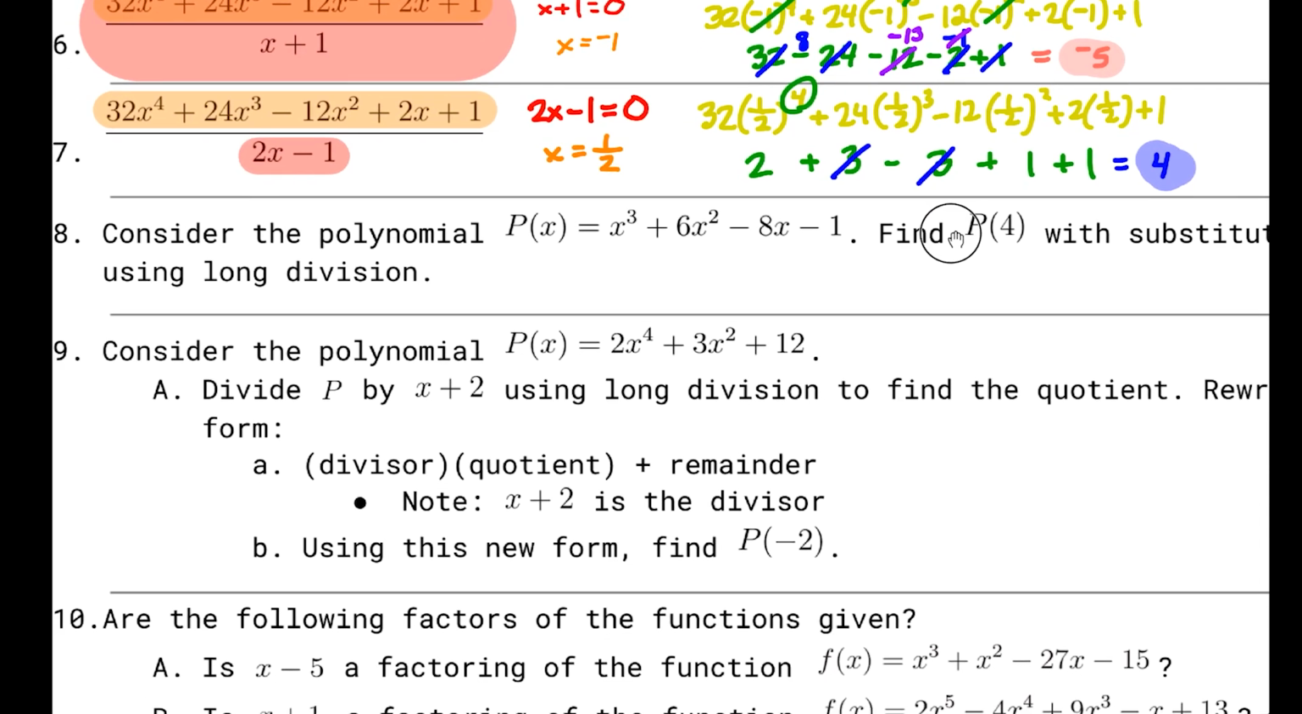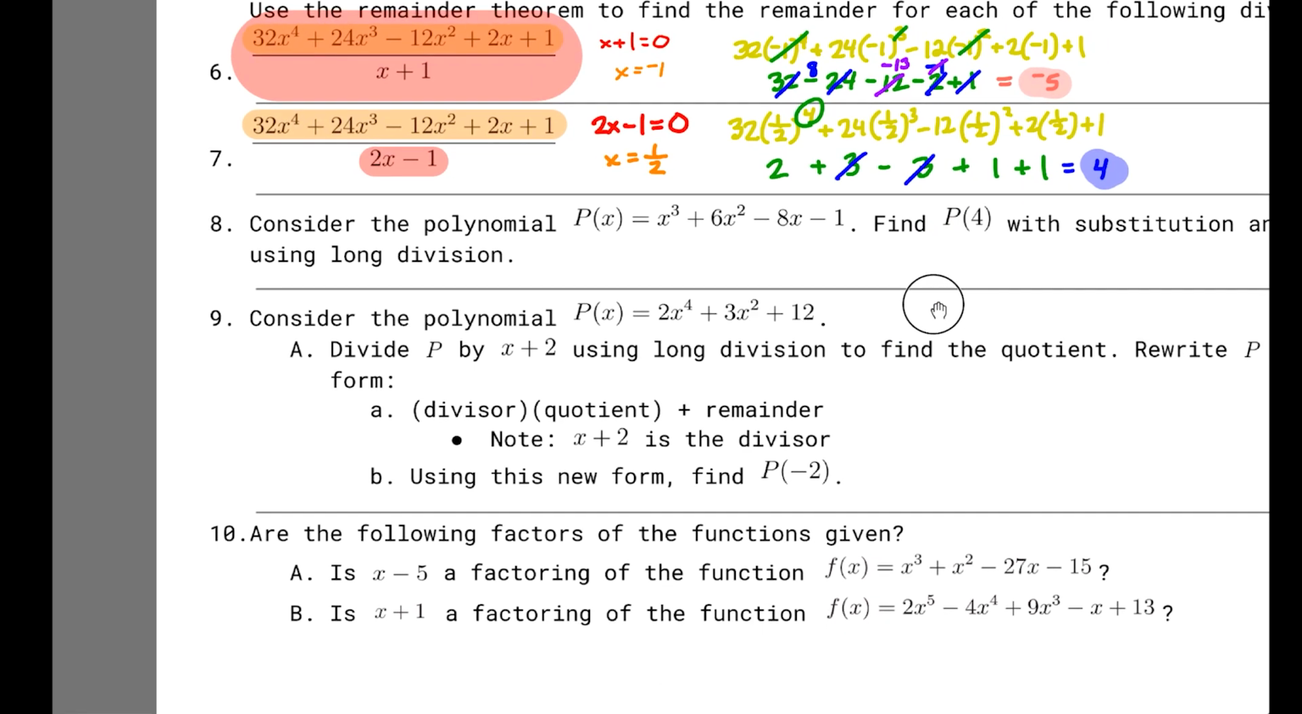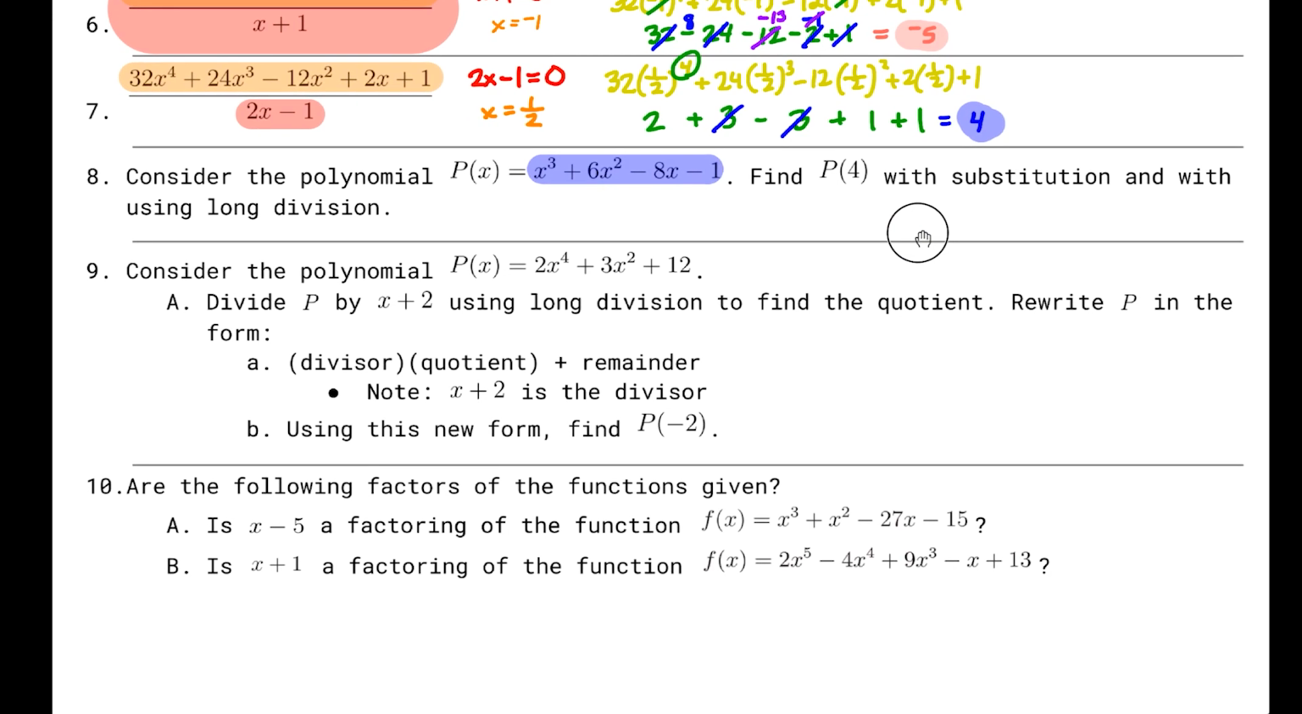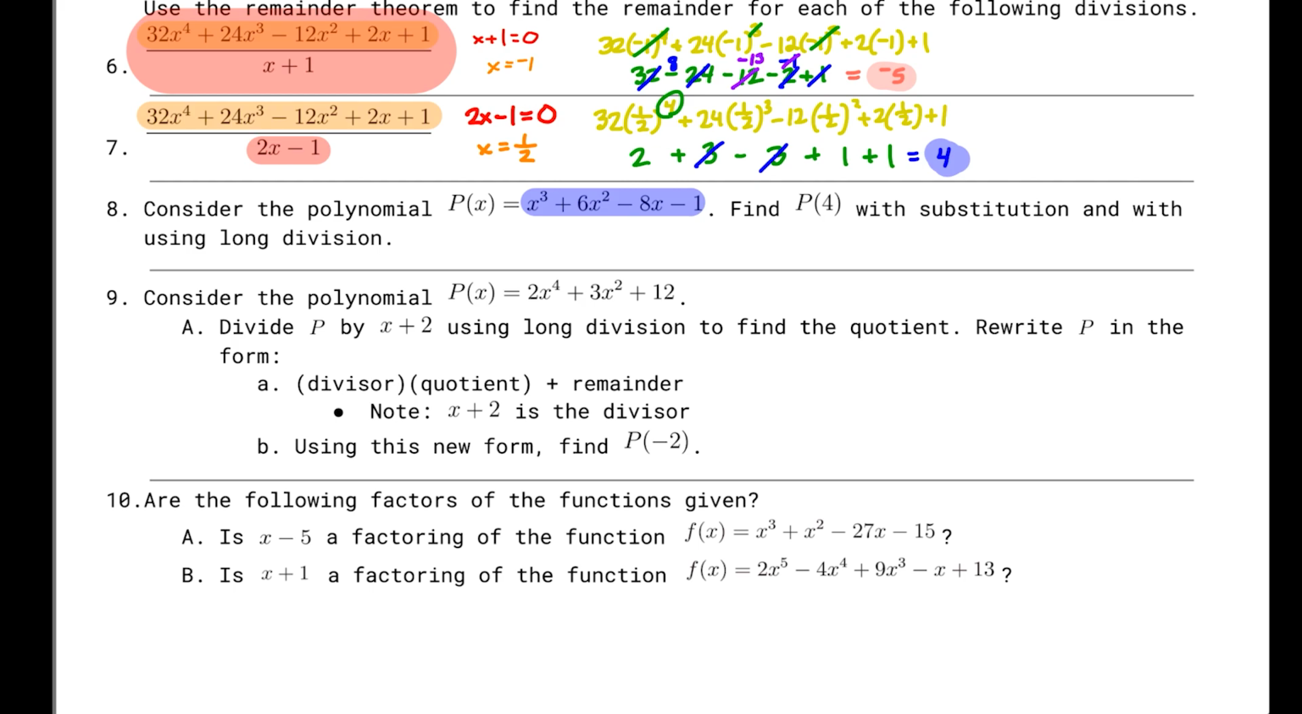Here we go, number 8. It says, consider the polynomial p of x, this whole thing right here. Find p of 4 with substitution and with using long division. All right, so for this one, it says find p of 4 with substitution. So that means you're just plugging in 4 directly, okay? This is kind of like the remainder theorem part of this.